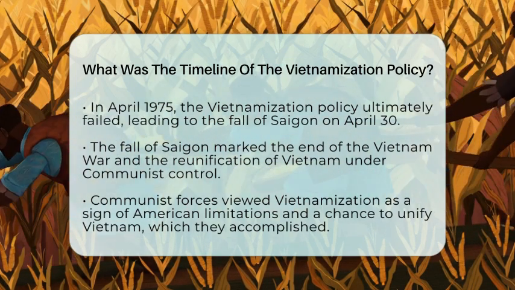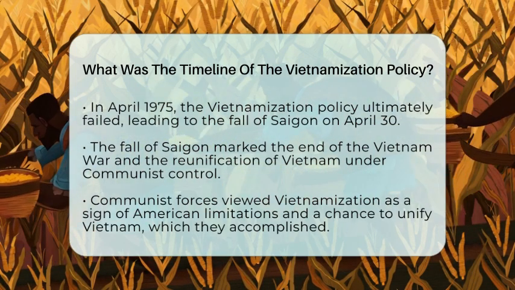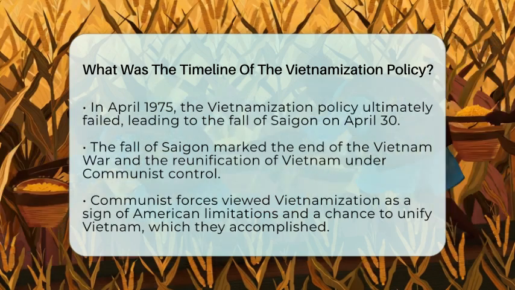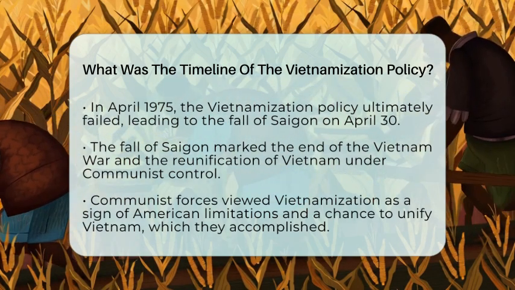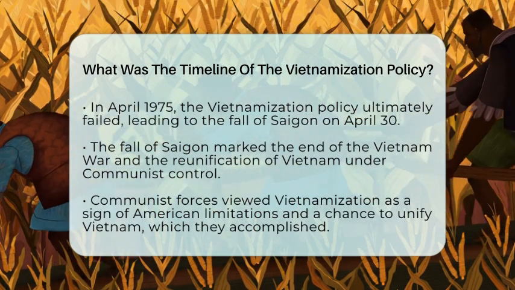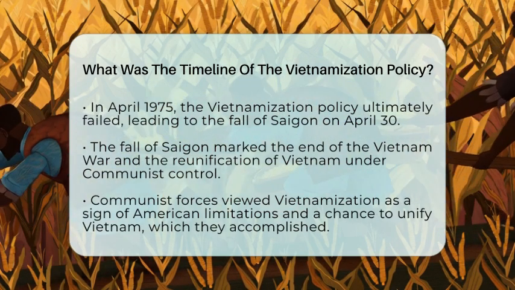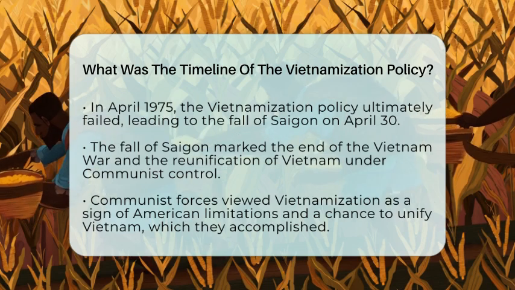From the perspective of communist forces, Vietnamization represented an acknowledgement of the limits of American power. They viewed it as a strategic opportunity to unify Vietnam under communist rule, which they ultimately achieved. The Vietnamization policy began with a focus on troop withdrawal and strengthening South Vietnam but did not prevent the eventual communist victory in 1975.